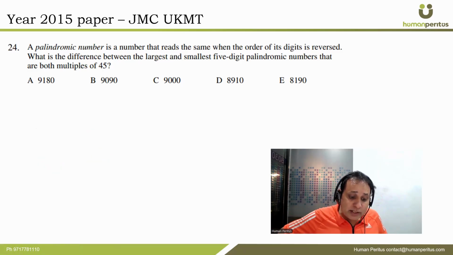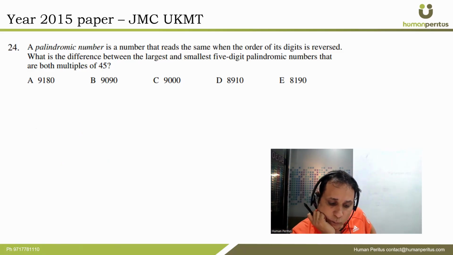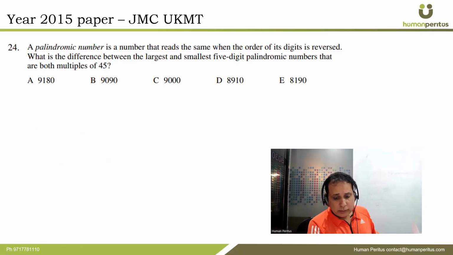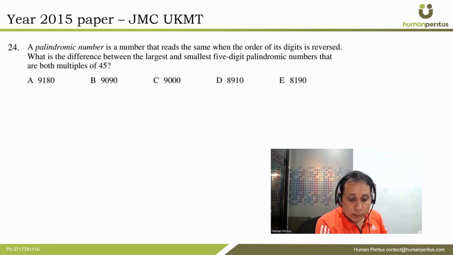What is the difference between the largest and smallest 5-digit palindromic number that both are multiples of 45? Of course, this is question 24, which is the last question. And usually these are tricky ones, but it's a very good question because we will learn a lot from it. So it is a multiple of 45.